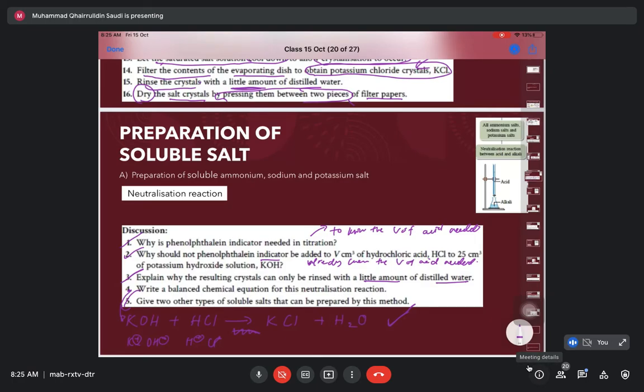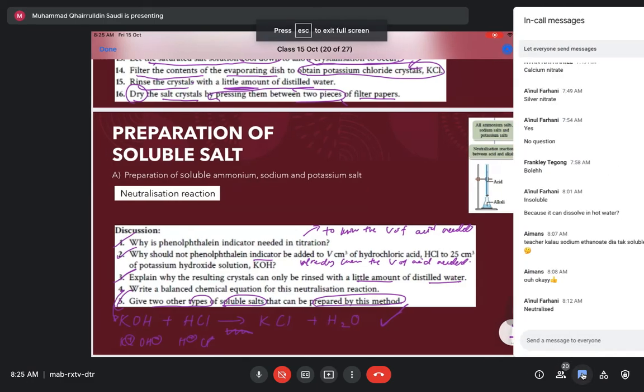Give 2 other types of soluble salts that can be prepared by this method. Can you give? Okay, everyone now write down the name of the salt that we can prepare using this method. Everyone, put it in the Google Meet chat box. Write it there, that will be considered as your participation marks. We are at the end of our class today. Come on, I want to see some answers.